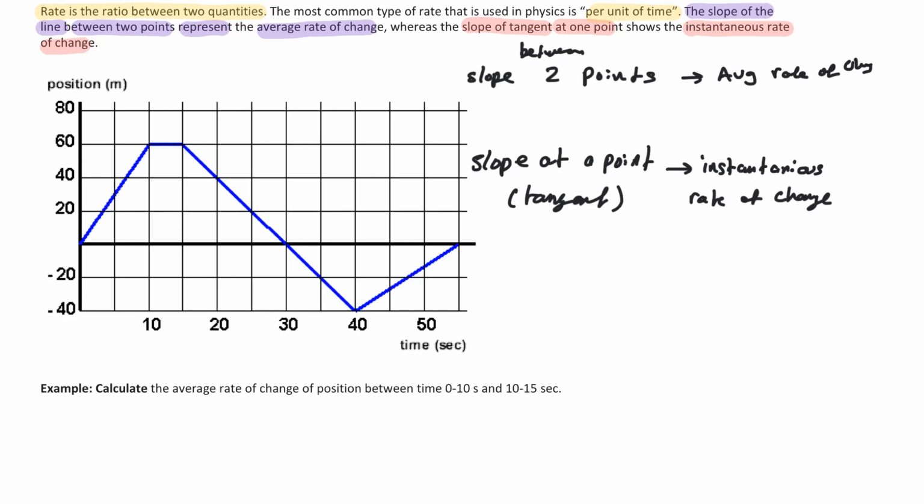So how does that look on a graph? If you have 2 points, for example, let's say we have this point in time and this point in time. We start at a time of 0 seconds and we go to 20 seconds over here. If I draw a line between these two and find the slope between those 2 points, that is going to show the average rate. So on average, what is the rate of change here?